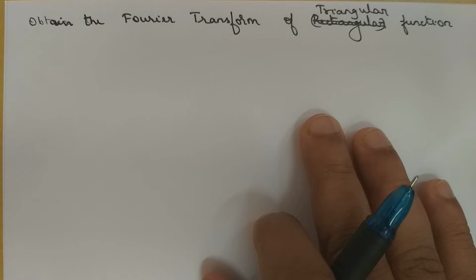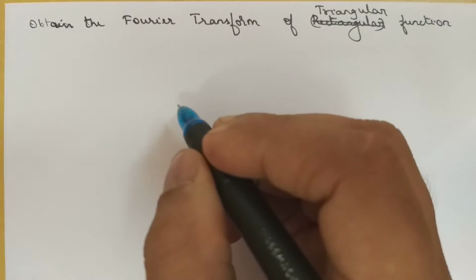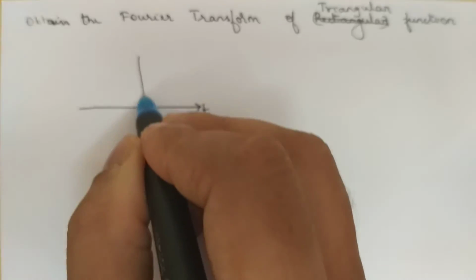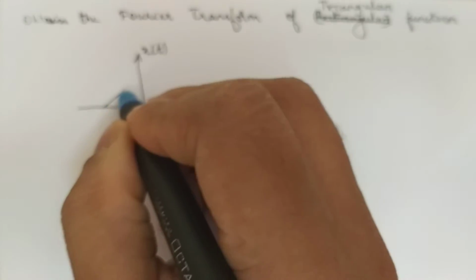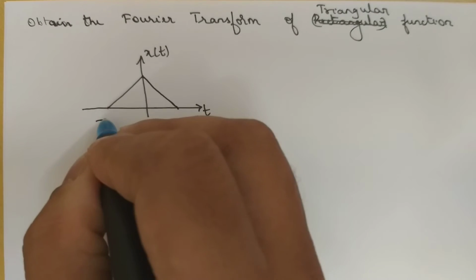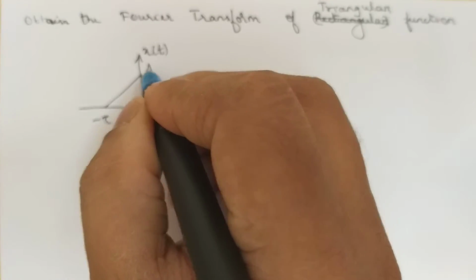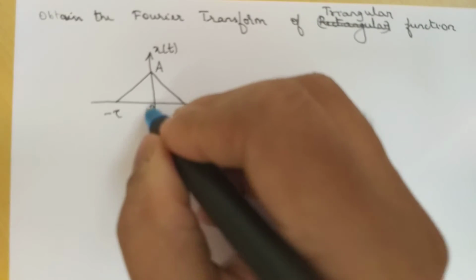In this session, we will be finding the Fourier transform of triangular function. So we will take the triangular function as x of t and we will sketch that triangular function. For sketching this, if we consider this as time axis and this as x of t, the triangular function will be of this particular form, and we can consider this as minus tau and this as plus tau with the amplitude of A. So we have to find the Fourier transform for this particular case now.